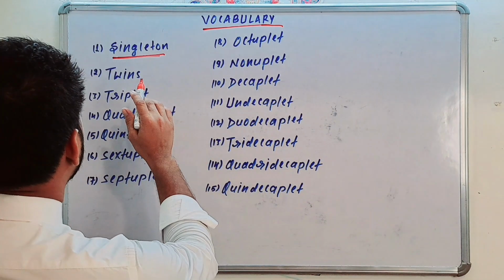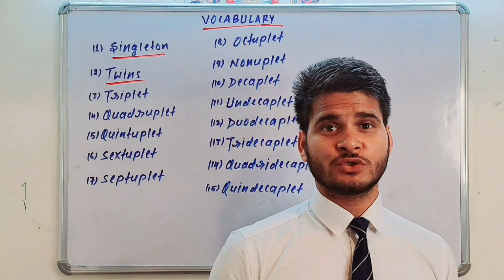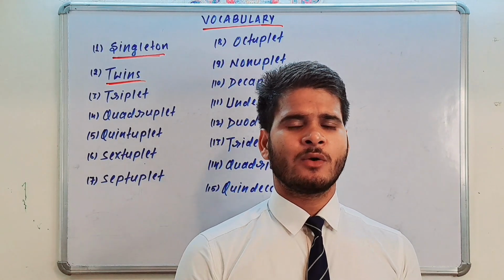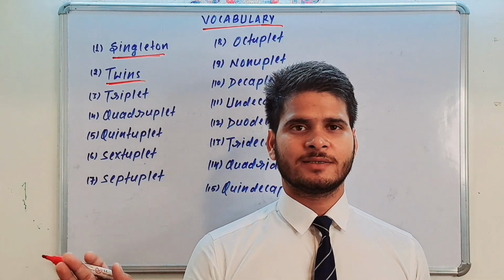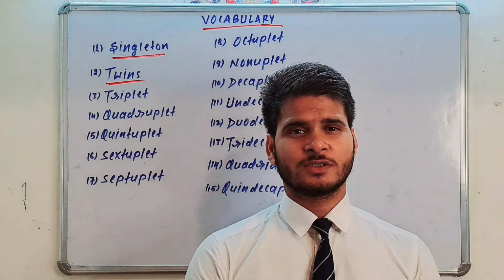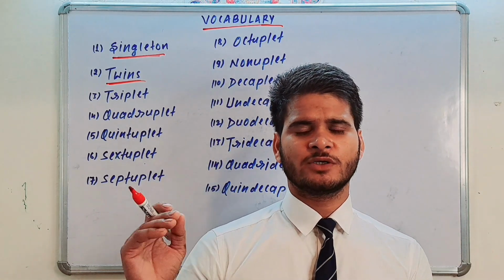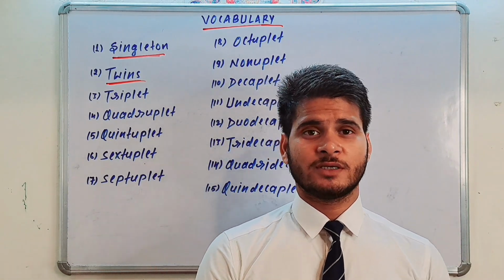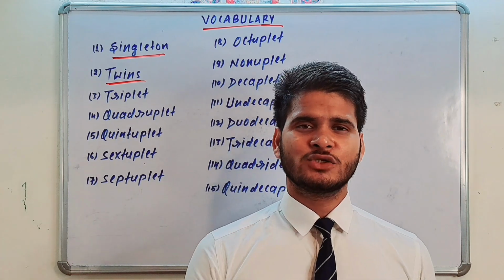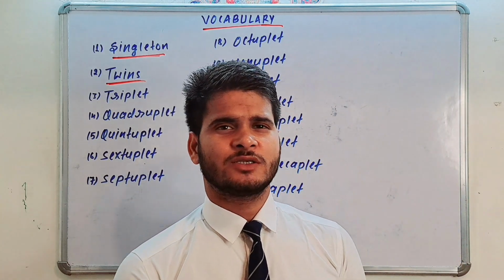And here now the second one, twins. This one is very famous, twins. Twins is a very popular vocabulary when you have two babies at a time. Two babies at a time is known as twins. A mother who gave birth to two babies at a time, that offspring is known as twins.